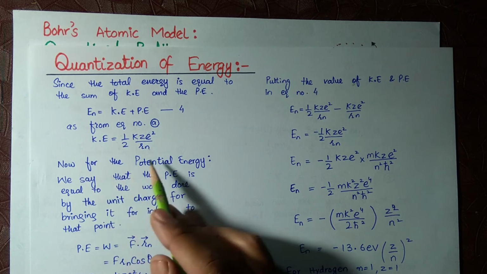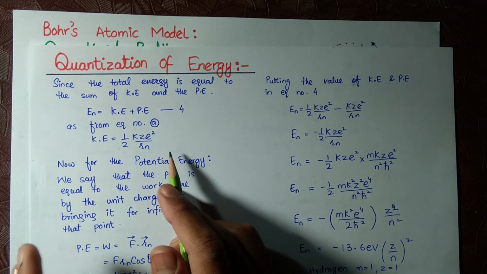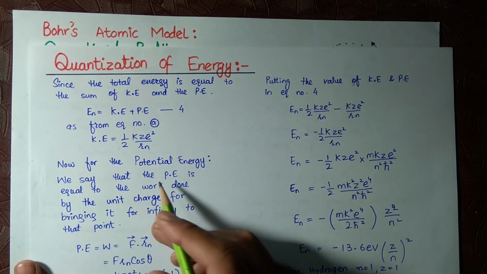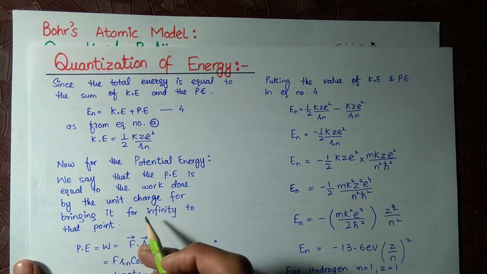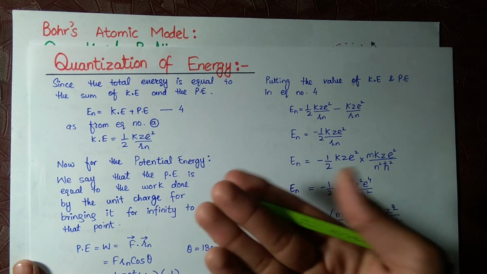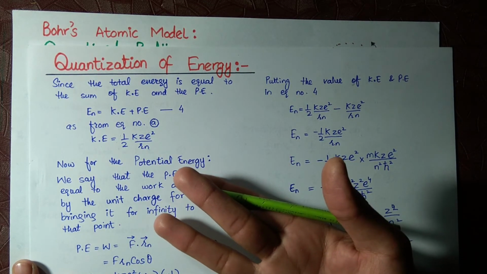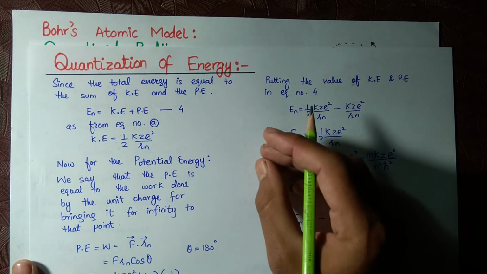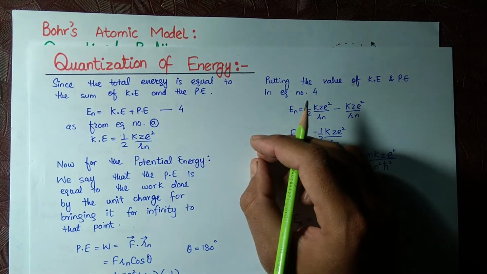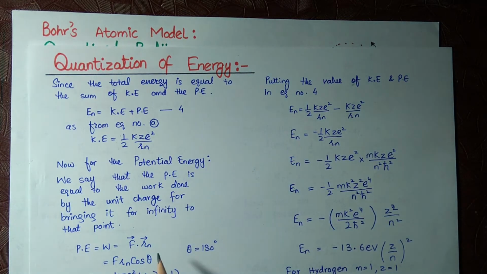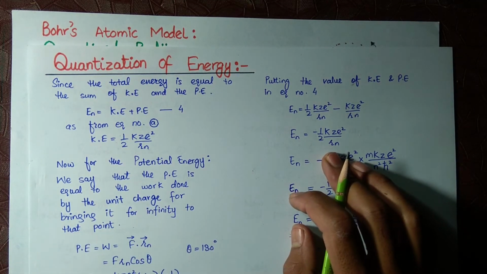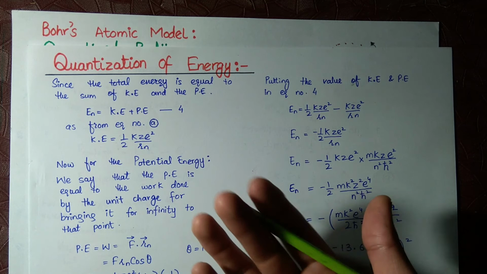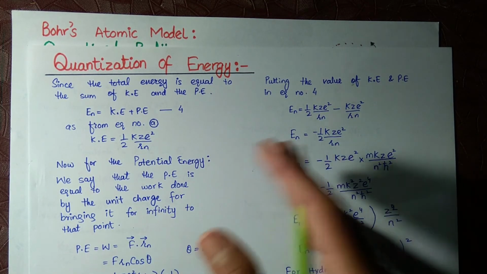So now for the potential energy, what is the potential energy? We say that the potential energy is equal to the work done by the unit charge for bringing it from infinity to that point. Just like elastic potential energy. What is an elastic potential energy? When you stretch something, it stores that energy from your body, and the work done from your hand is stored in that elastic. So that is the elastic potential energy.